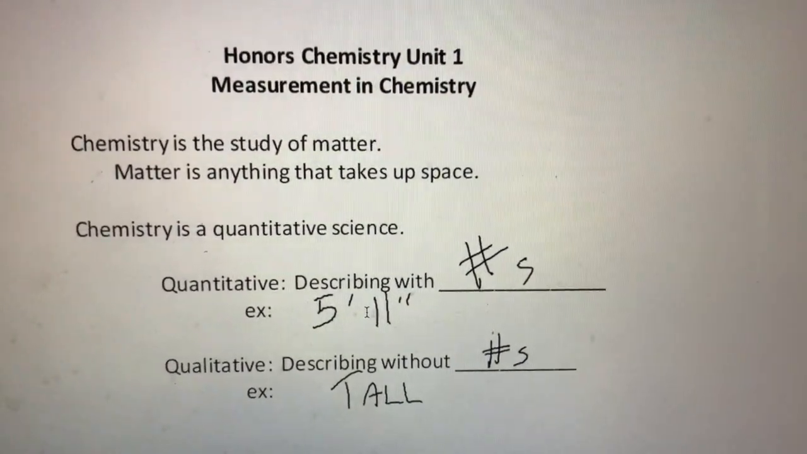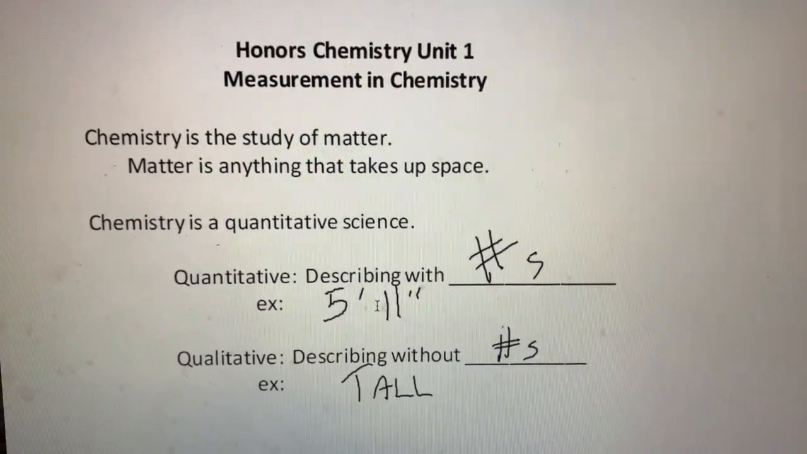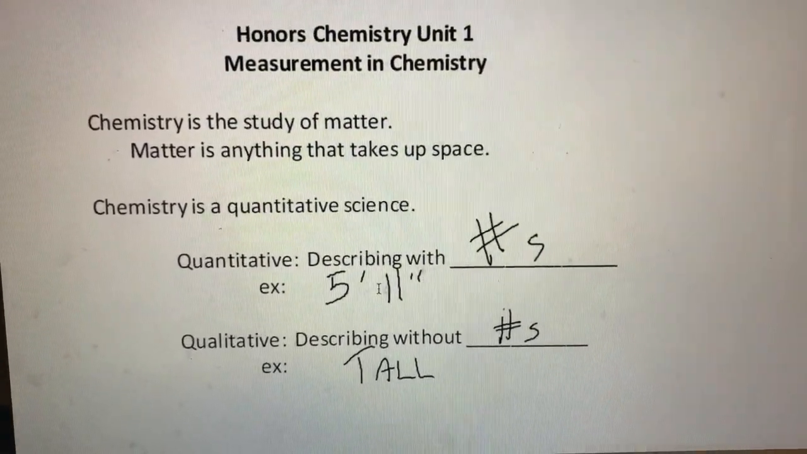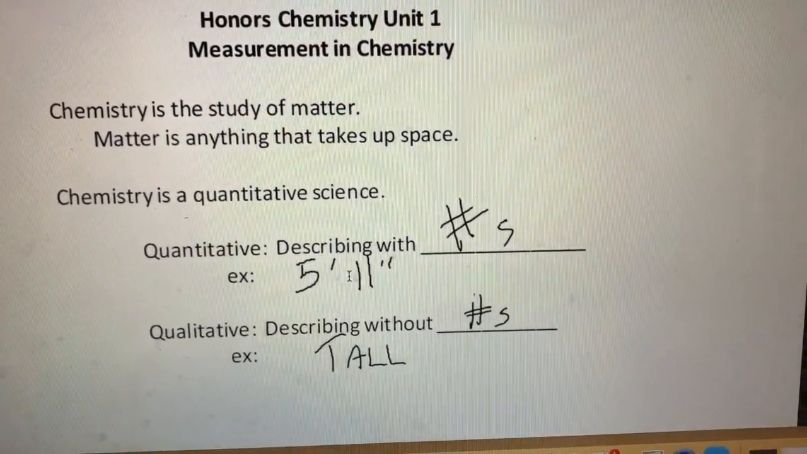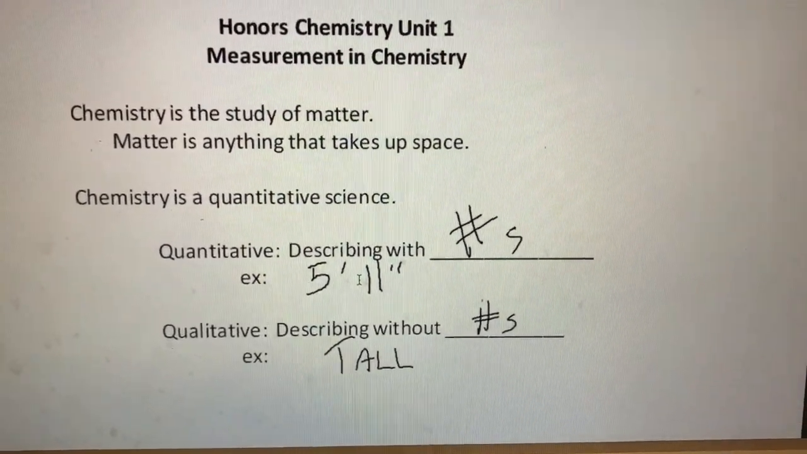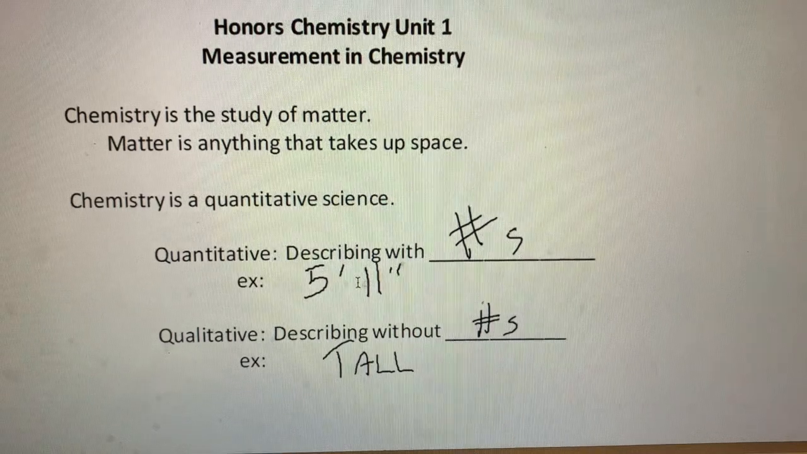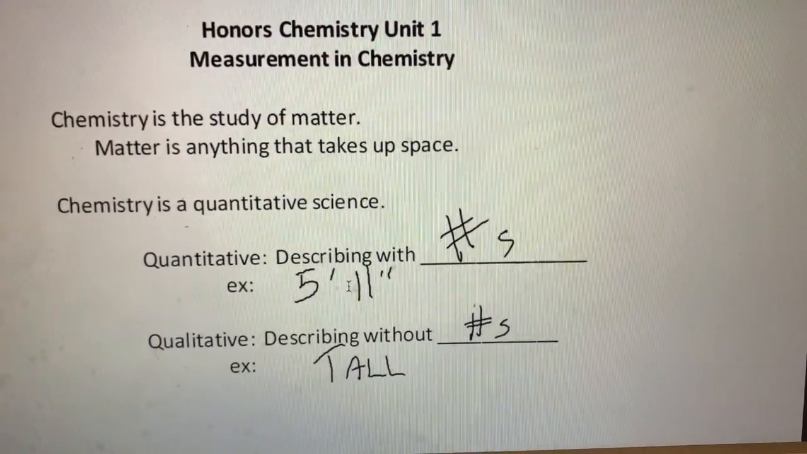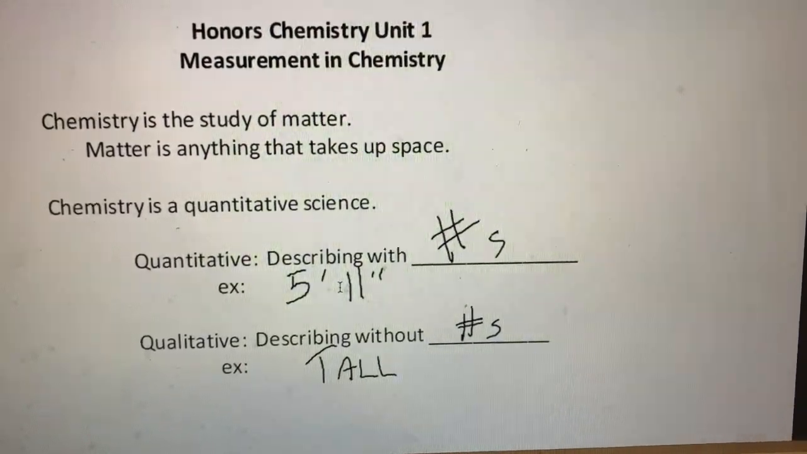All right, so chemistry is the study of matter. Matter is anything that takes up space, all right? Something that's really important to chemistry, and we're going to be talking about all of the time, is the fact that chemistry is a quantitative science, which means that we do a lot of describing using numbers. Okay, as opposed to a qualitative description, which is a description without numbers.